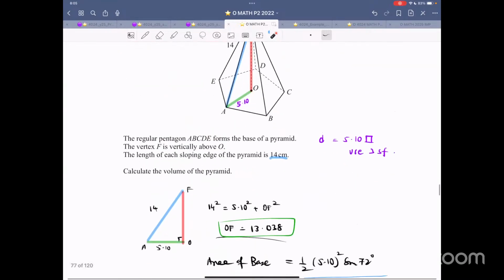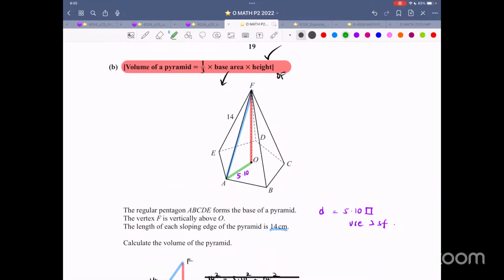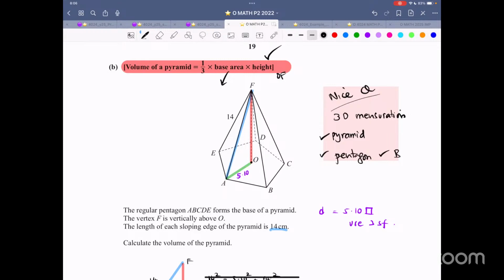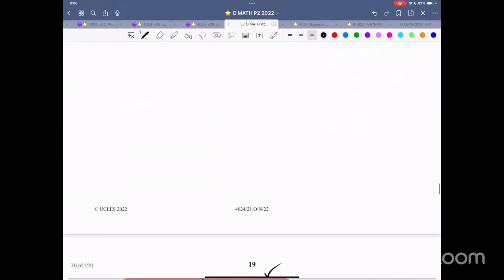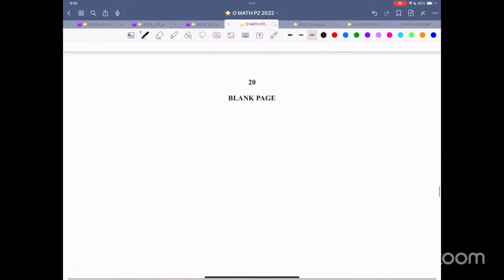So again, this is one of my favorite questions. So let me just put a nice question label over here. So that's a nice question for 3D mensuration. And it was about a pyramid. This was about a pyramid. This was about a pentagon. And this was also about basic trigonometry. We use Pythagoras theorem. We use sine. So yes, it's basic Pythagoras theorem.